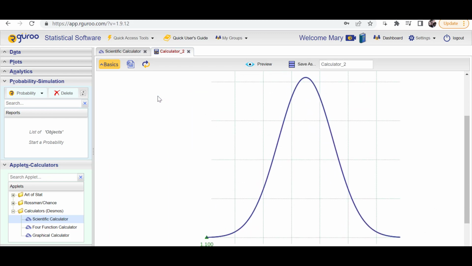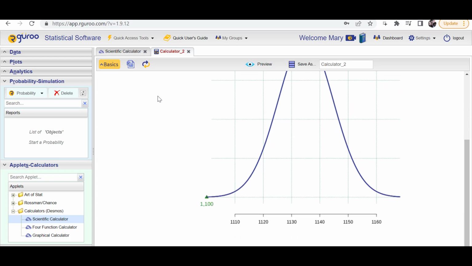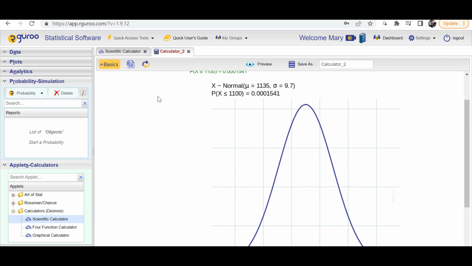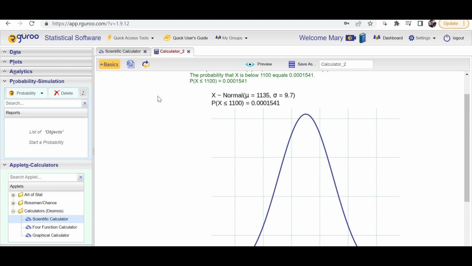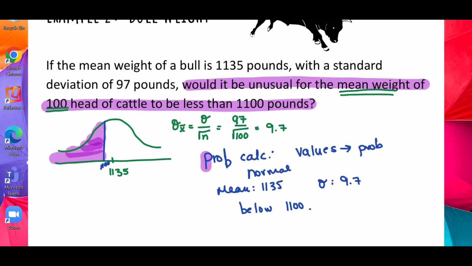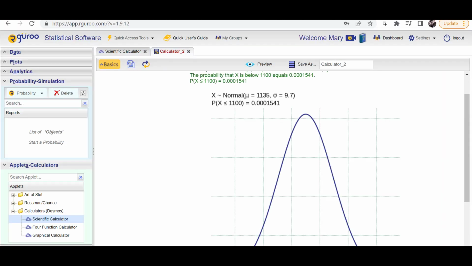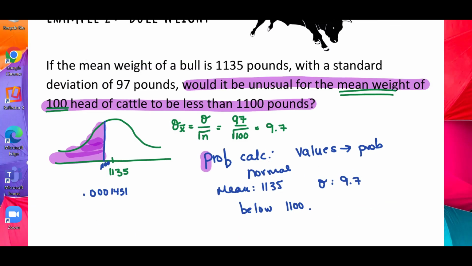Now, this one you don't see any shading, and the reason is because 1100 is so far below the 1135 measured in standard deviations that you can't even see the shading. So there's shading there, you just can't see it. And if you look at the probability here, it does confirm that the shading is small. It's 0.000151. And then if you were to round this to 4 decimal places, let's say it'd be 0.0002.